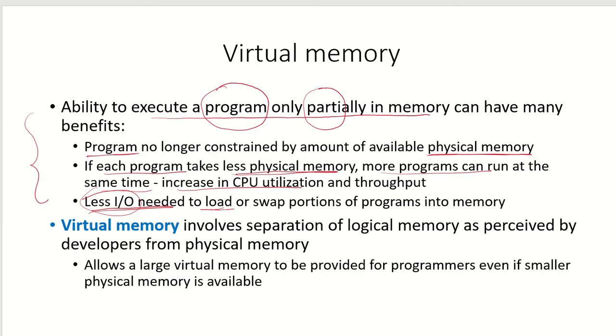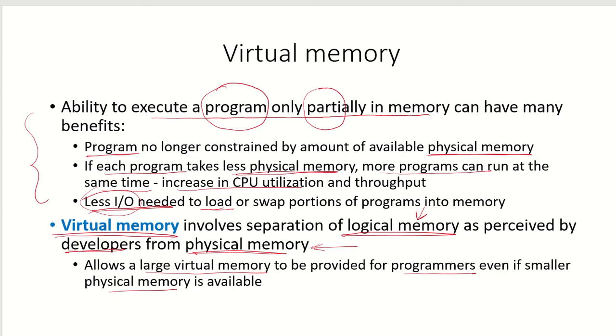So when we can take only a part of the program to the main memory, this concept can be implemented using virtual memory. Virtual memory involves the separation of the logical memory from the physical memory. The logical memory is what is perceived by the developers, and the physical memory is the one actually available in the system, the RAM or the main memory. This concept allows a large virtual memory to be provided for the programmers, even if a smaller physical memory is available.